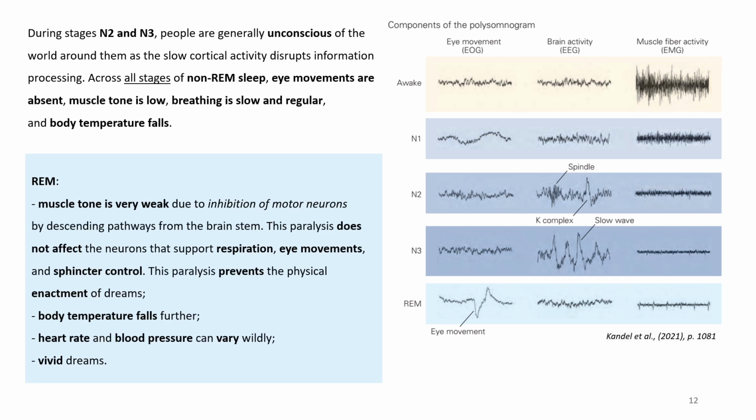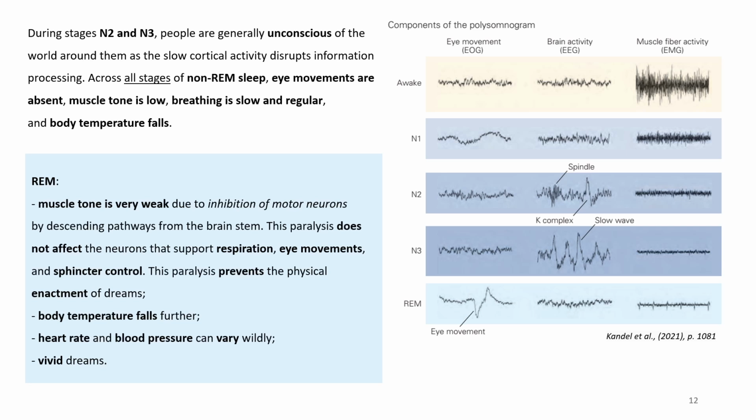During stages N2 and N3, people are generally unconscious of the world around them, so they do not typically respond to light stimuli. Across all stages of non-REM sleep, eye movements are absent. The muscle tone is low, and the breathing is slow and regular. Body temperature also falls, and it continues to fall as we go towards the REM stage.